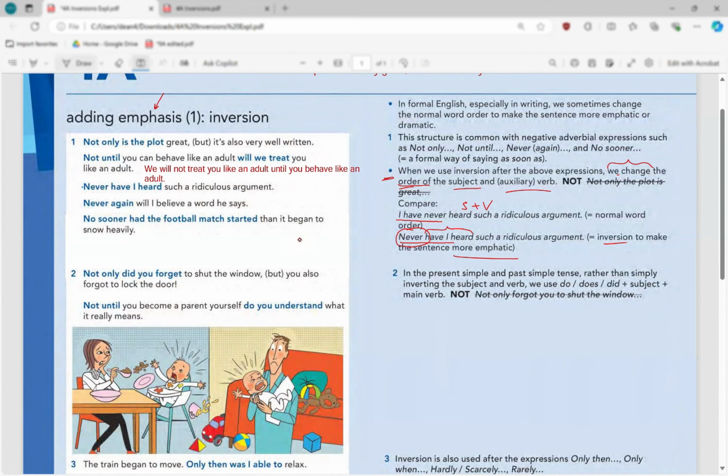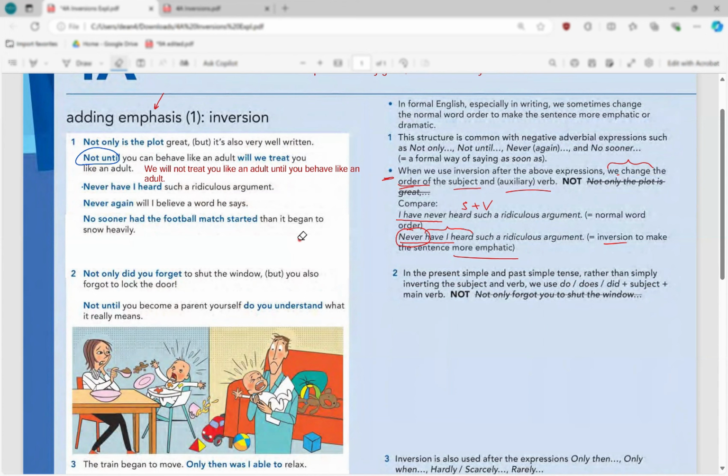So "not until," where I'm getting the "not until." You see, I'm taking it and putting it here. So "not until you behave like an adult," and then "will we treat." So "will" is coming here after that. Will we treat you like an adult? All right. So I'm just showing it to you to understand the difference between normal and inverted structure.